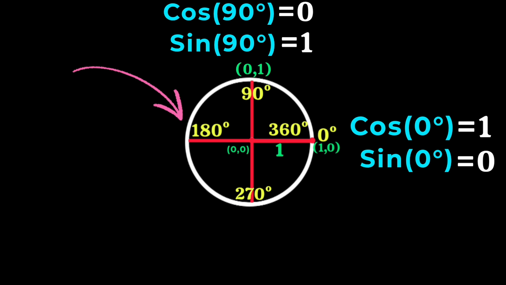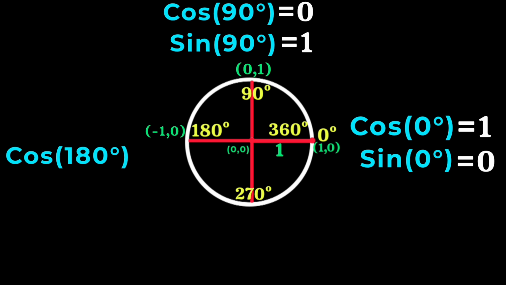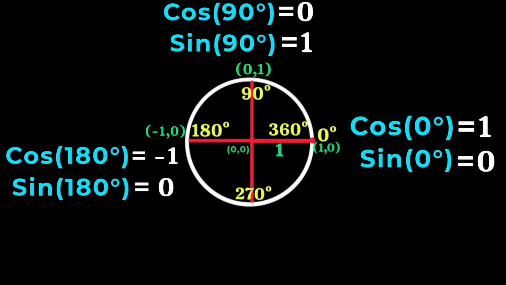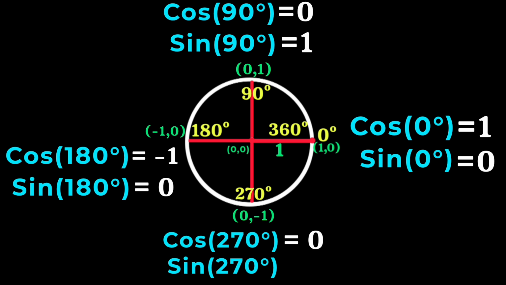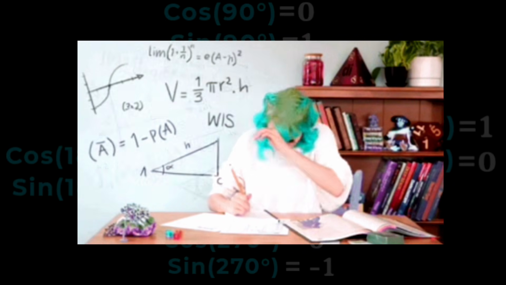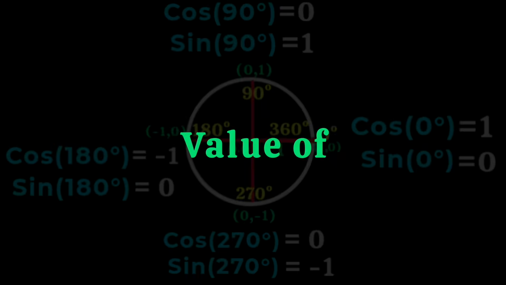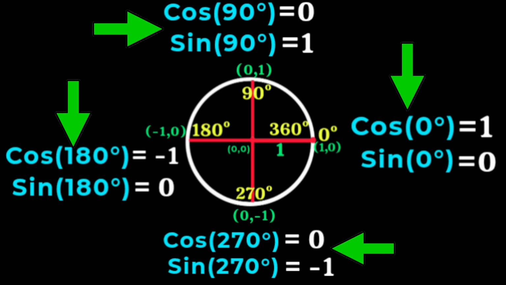Rotate to 180 degrees. The point becomes (-1, 0). Cosine 180 degrees equals negative 1. Sine 180 degrees equals 0. Rotate again to 270 degrees. The point becomes (0, -1). Cosine 270 degrees equals 0. Sine 270 degrees equals negative 1. Without solving even one triangle, we already know the values of sine and cosine for 4 important angles.